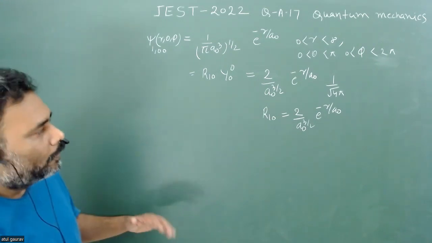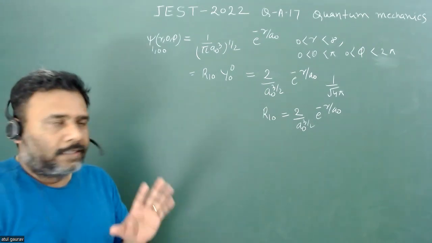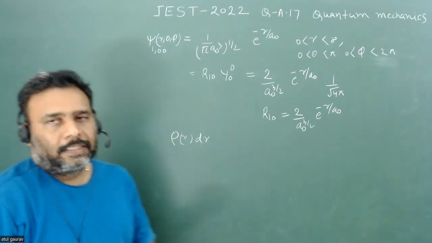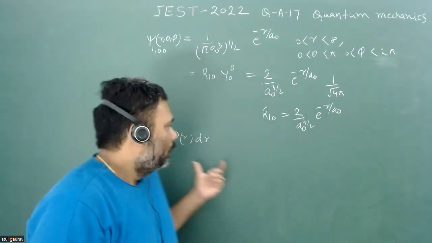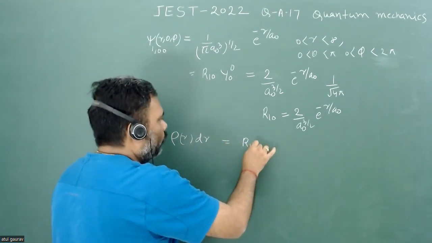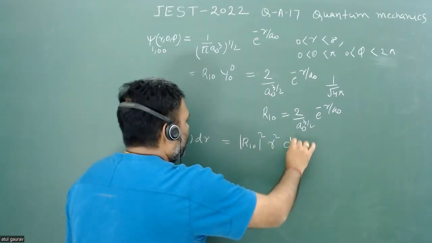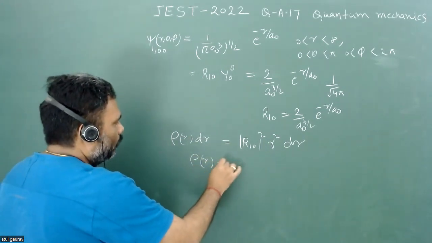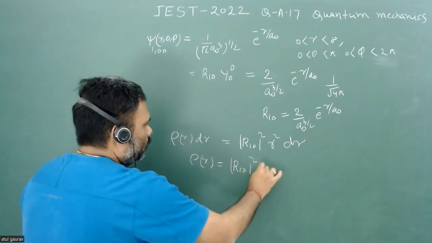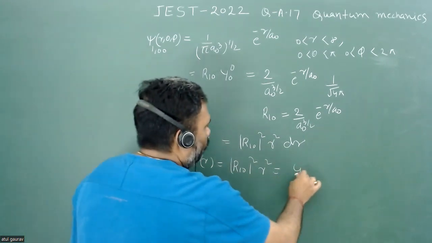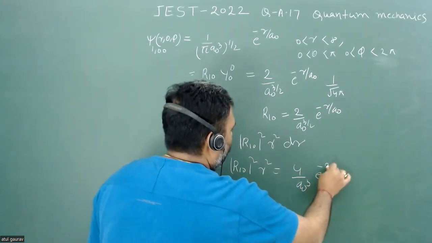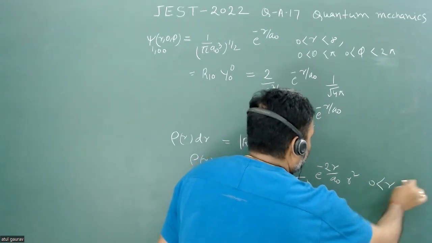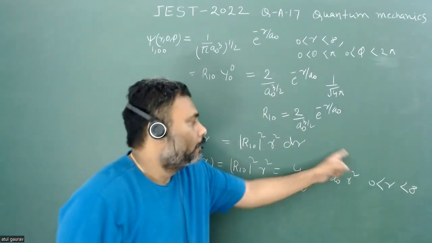What we have to do is plot the radial probability density. We have to be very careful that the probability is defined as rho(r) dr, and this defines that the electron will be found between distance r to r plus dr, and this is equivalent to |R10| squared r squared dr. Comparing these two, the radial probability density rho(r) is equal to |R10| squared r squared, and this is 4 upon a0 cube e to the power minus 2r upon a0 into r squared, where r varies between 0 to infinity. So we have to plot this particular function.